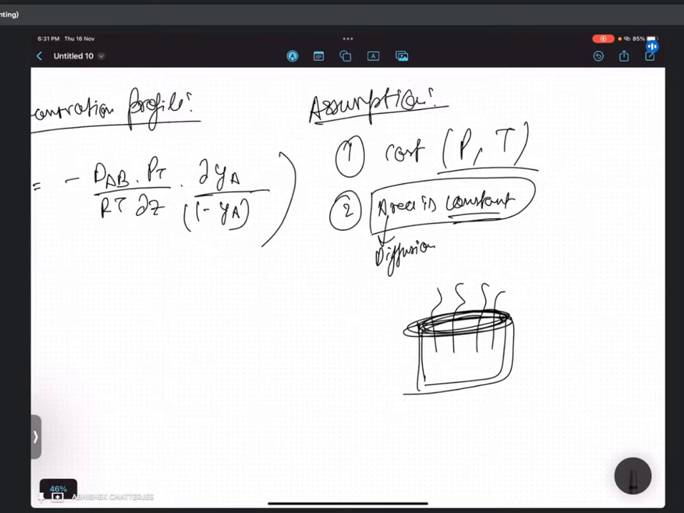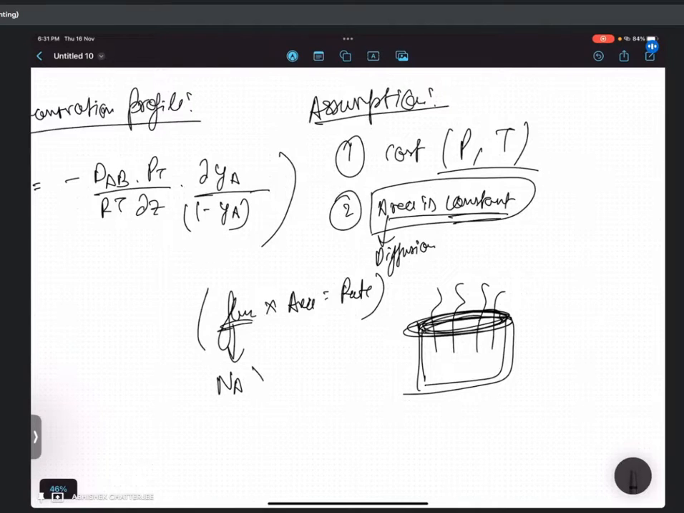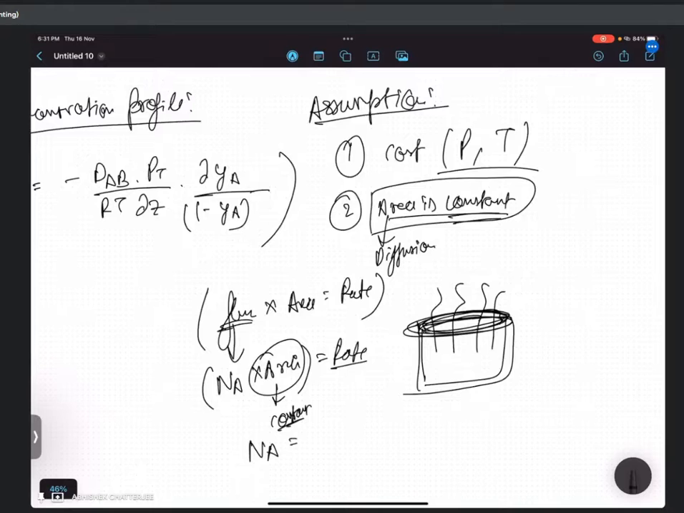If the area is constant, please understand, then our flux into area gives you rate. Flux we are denoting by NA, and area is just area. So this will give you rate. So can we say that our NA equals rate by area? If our area is constant, then rate is constant only. We will get a constant formula only. So our NA will also be constant.